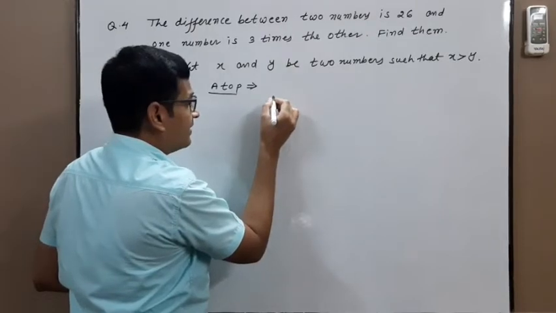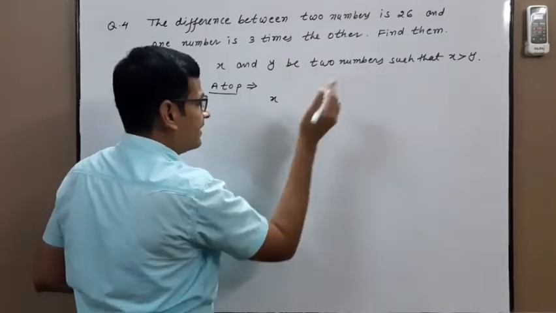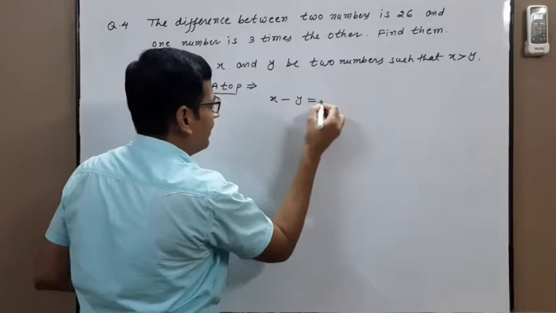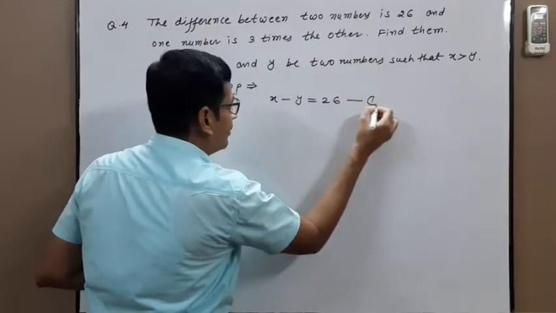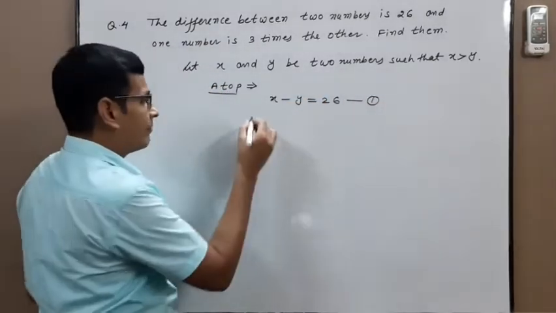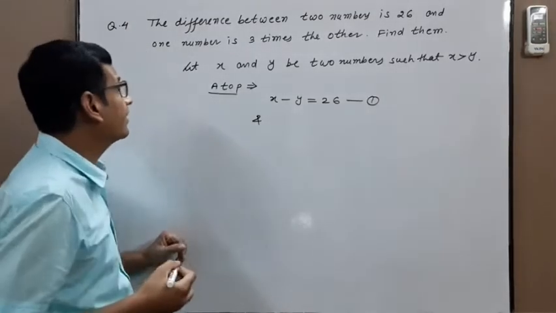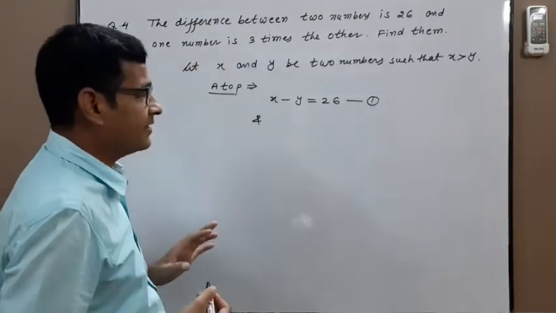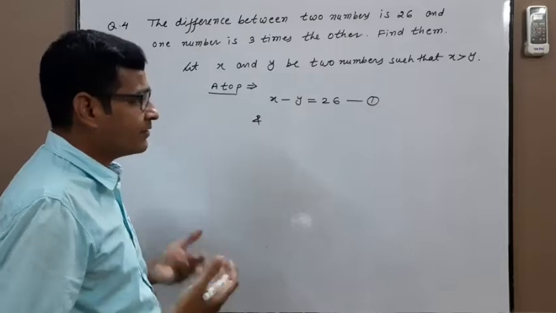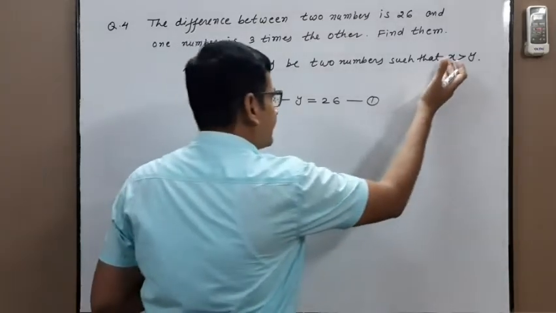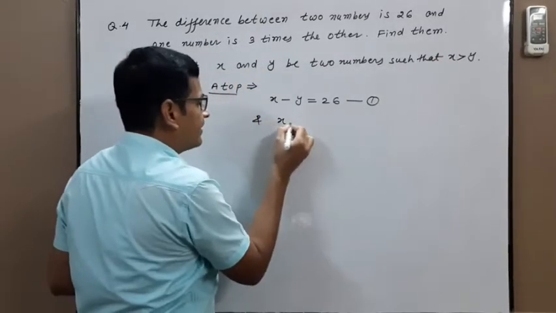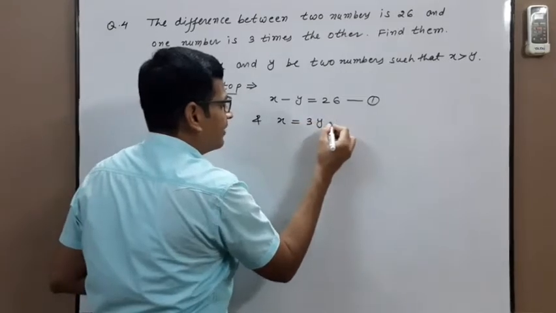Difference of two numbers is 26 and x is the larger number, which means x minus y is equal to 26. Give equation number 1. And one number is 3 times the other means the larger number is 3 times the smaller number. In this question x is the larger number, so x is 3y.